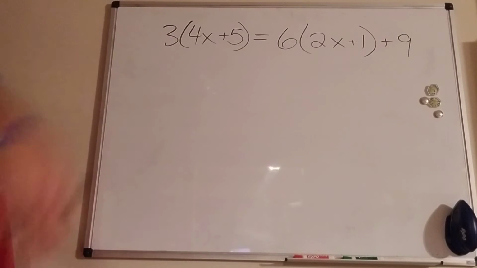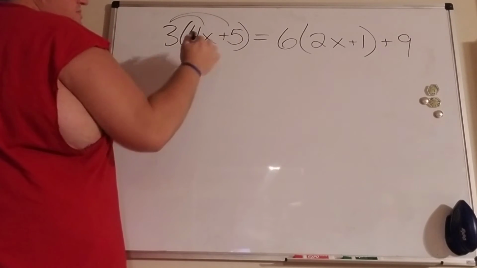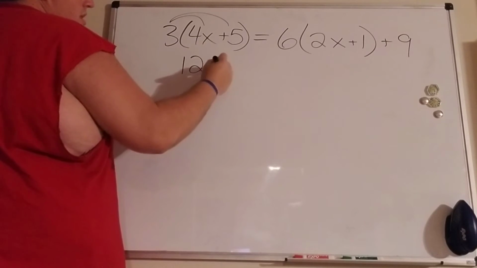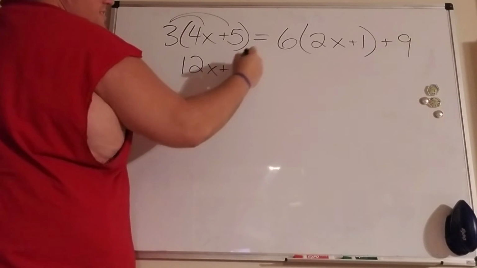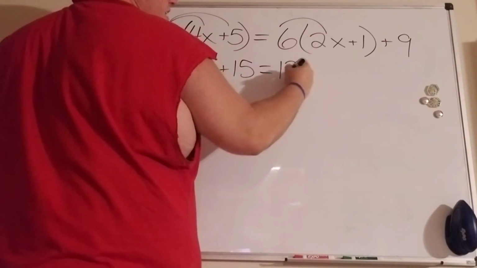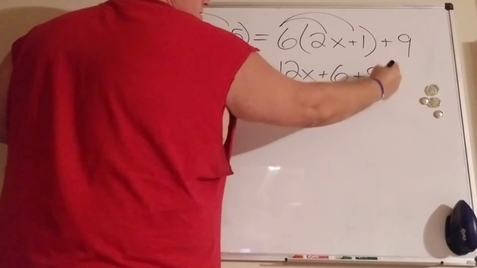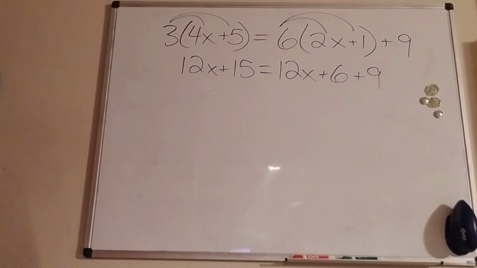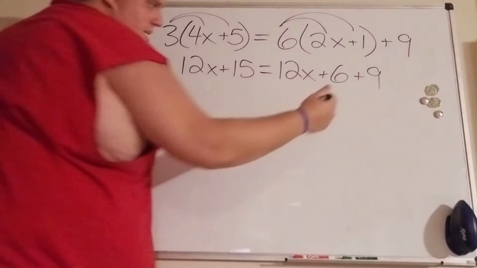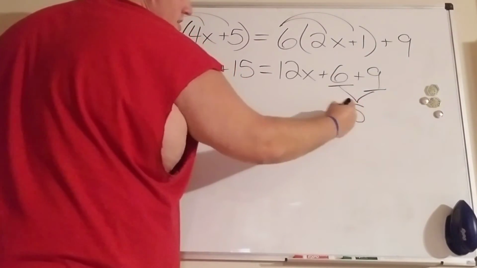So we're going to do the same steps. Again, we're going to distribute. 3 times 4x is 12x. 3 times 5 is 15. Over here, 6 times 2x is 12x. And 6 times 1 is 6. We have some like terms again on the right side, so we can add 6 and 9. That's going to give me 15.